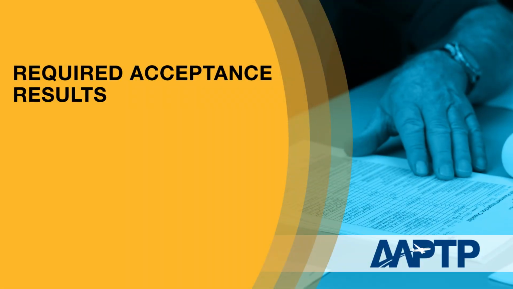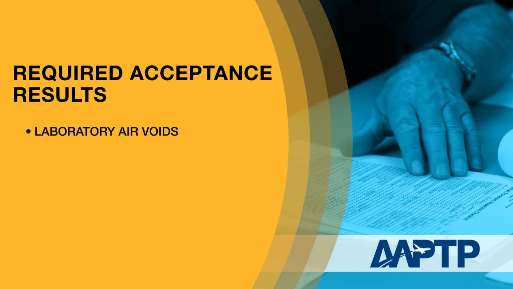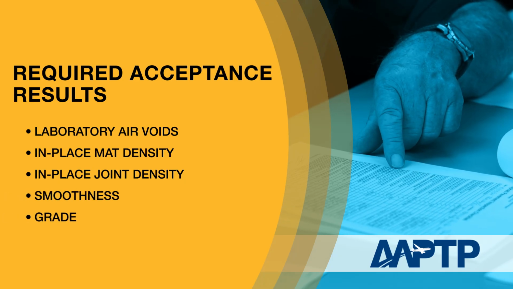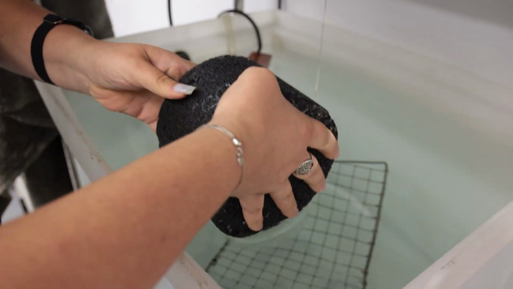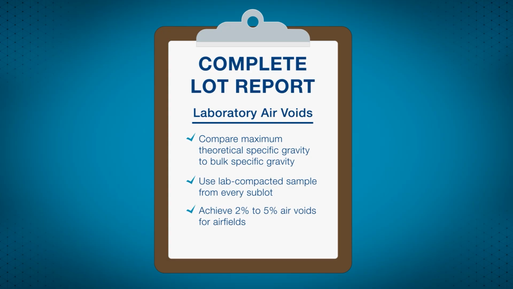Acceptance test results and measurements to include in the complete lot report are laboratory air voids, in-place mat density, in-place joint density, smoothness, and grade measurements. Laboratory air voids are the air spaces within a compacted asphalt sample. Compare the maximum theoretical specific gravity to the bulk specific gravity of a lab compacted sample for every sublot. Airfield specs require laboratory air voids to be between 2 and 5%. The percent within limits, or PWL method, is used to evaluate the test results.